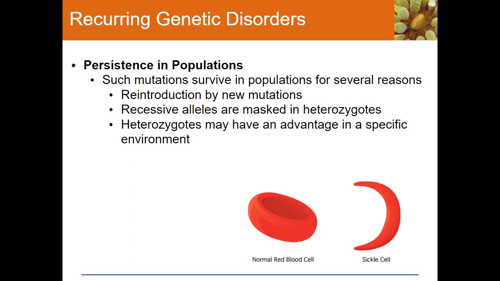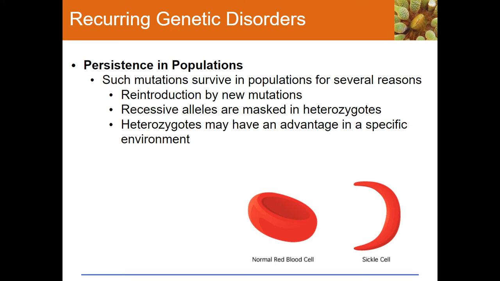Recessive alleles are masked in heterozygotes, so you think it's gone, but it's just quietly hiding there in your DNA, and you are unknowingly passing it on through many generations. Then with the right individuals, they both pass on the recessive trait, and bam, it winds up again.